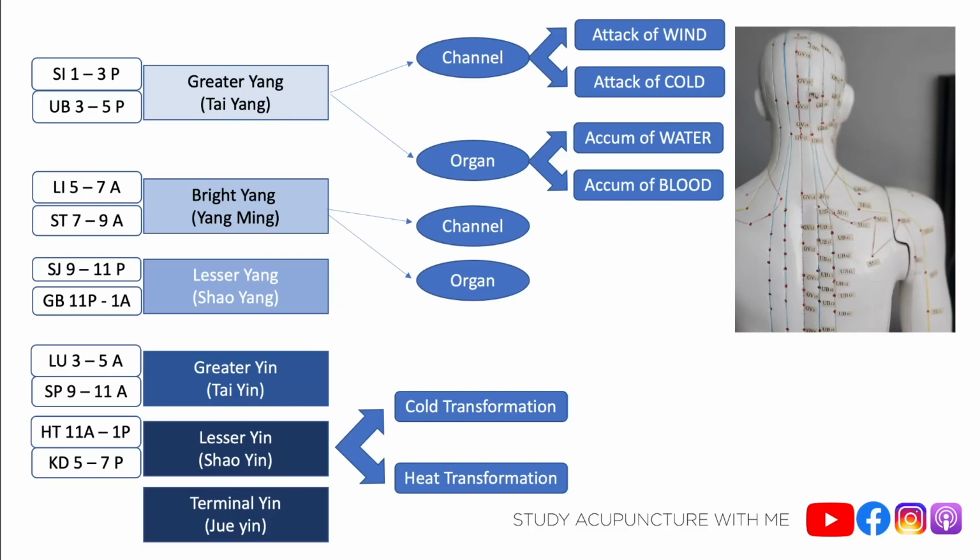The patterns in Xiaoyin are cold transformation and heat transformation. And the fact that there's heart and kidneys makes that much more sense, because cold transformation is actually kidney yang deficiency. Heat transformation is kidney yin deficiency.